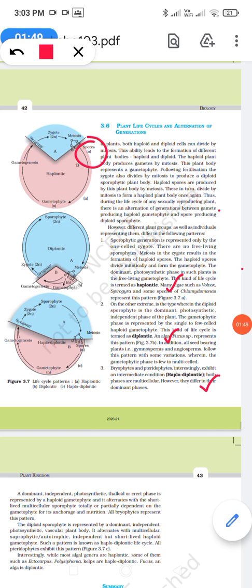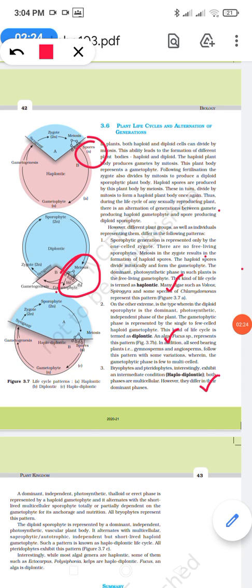Then coming to the diplontic life cycle, we can find it in angiosperms, gymnosperms and other multicellular plants. This is the other extreme. Here the gametophyte is represented by a single to few celled haploid gametophyte, which undergoes gametogenesis.